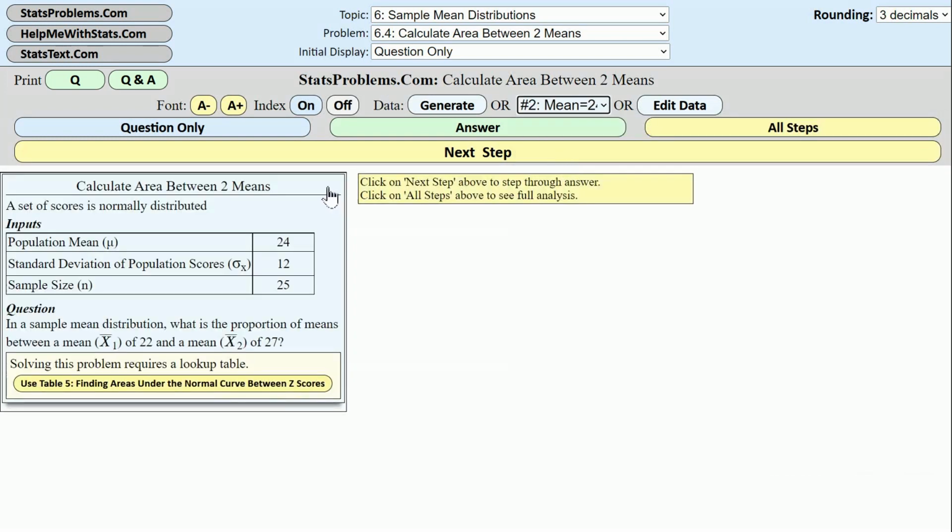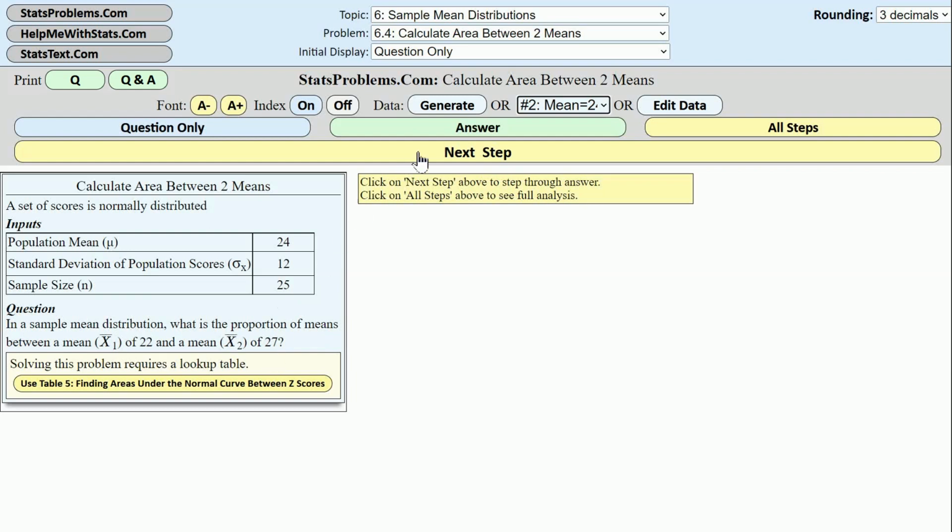The question appears in the blue box. A set of scores is normally distributed. Population mean, mu, is 24. Standard deviation of population scores, sigma sub x, is 12. Sample size, n, is 25. In a sample mean distribution, what is the proportion of means between a mean x bar 1 of 22 and a mean x bar 2 of 27?